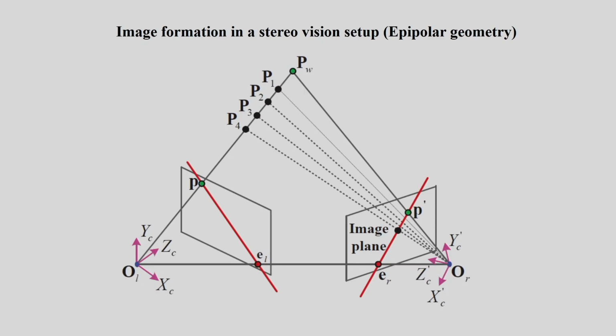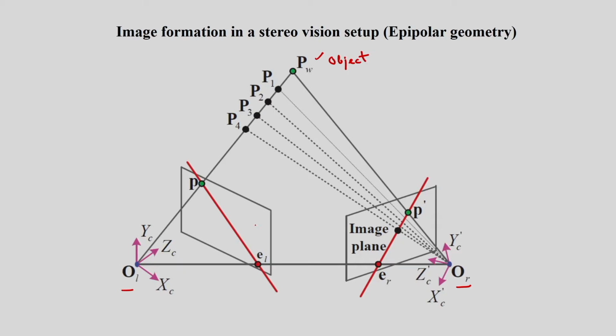Next, we can see the same configuration, the epipolar geometry I have shown. These points P1, P2, P3, P4, PW are the object points in the world. And I have the left camera projection center OL and the right camera projection center OR, and already I have defined the epipolar plane, the plane corresponding to the points OL, OR and PW.